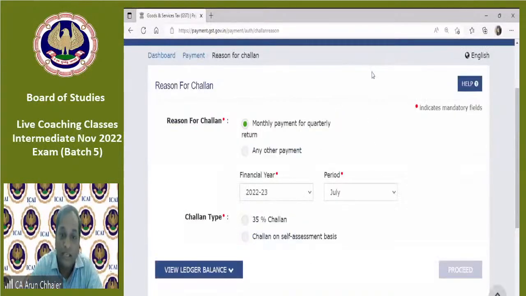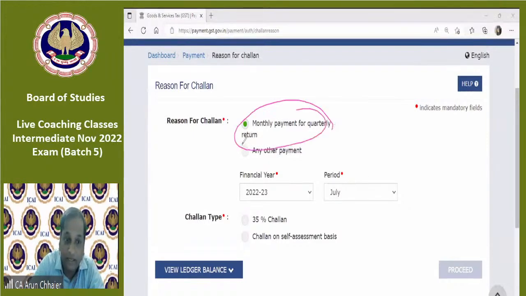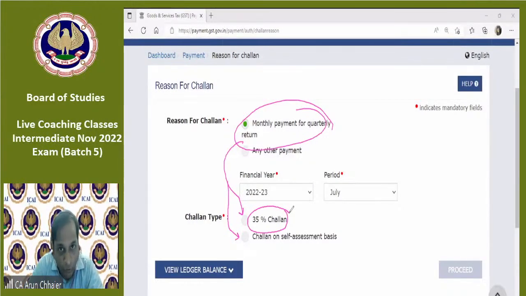Now see, if I am selecting monthly payment for quarterly taxpayer, then it asks which method you are opting for payment of challan. I told you that the fixed sum method is also called the 35% challan, or the self-assessment method.